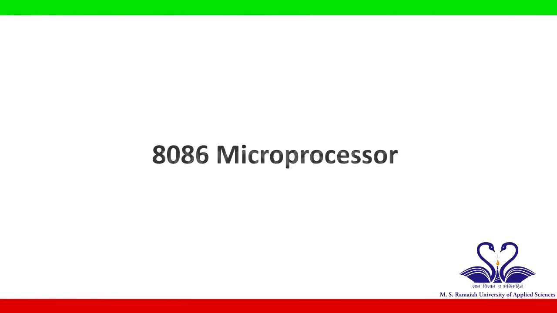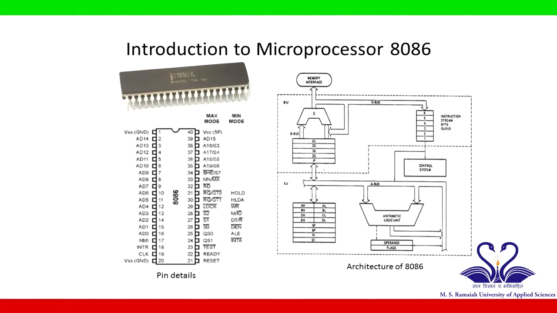Hi students, let us understand about 8086 microprocessor. 8086 is a 16-bit microprocessor. 8086 has a 20-bit address bus, can access up to 2 power 20 memory locations. It can support up to 64K input-output ports. It provides 14 16-bit registers. It has multiplexed address and data bus.